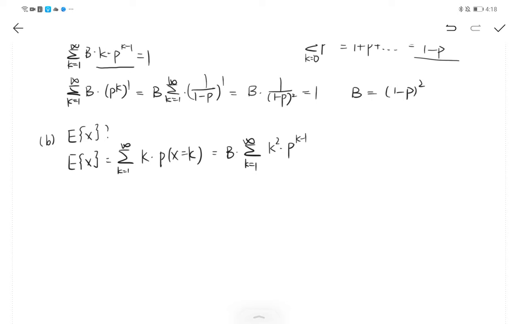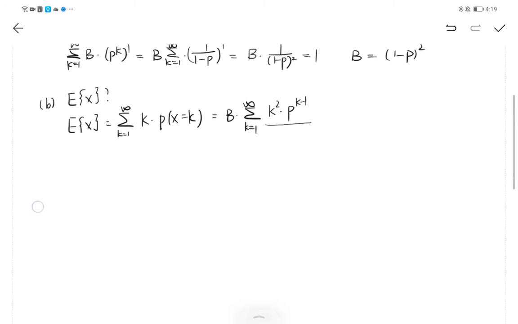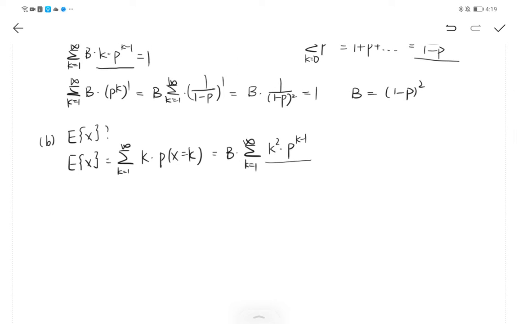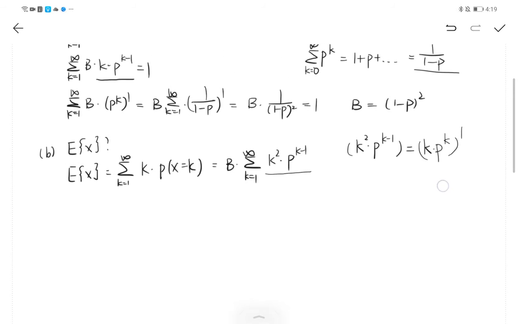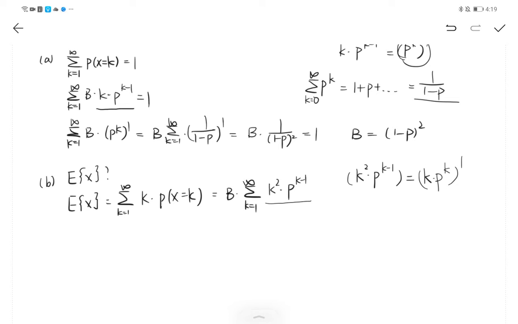So we should now compute this form, and we can find that k to the power 2 multiply p to the power k minus 1 equals k multiply the derivative of p to the power k. So we should find this form.